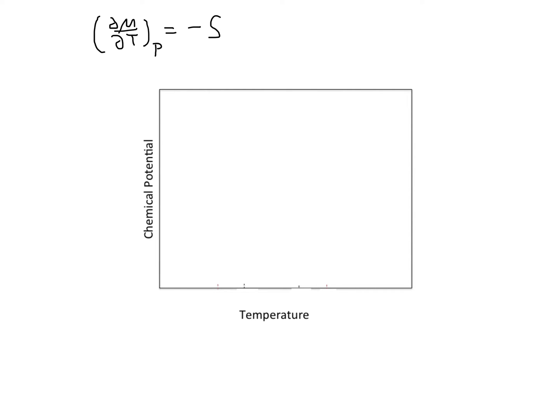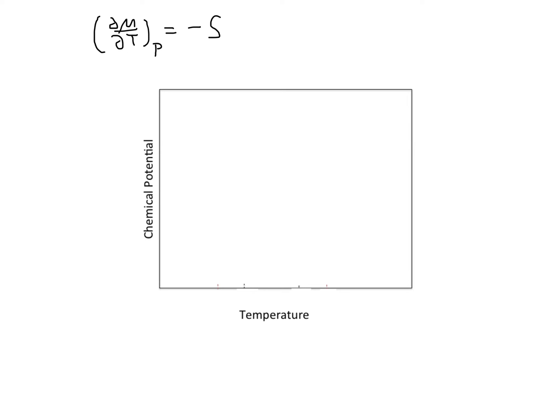And so the slope of our chemical potential versus temperature curve is going to be equal to the opposite of the entropy. So the slope will be negative, and the value of that slope will be equal to the entropy of the substance.